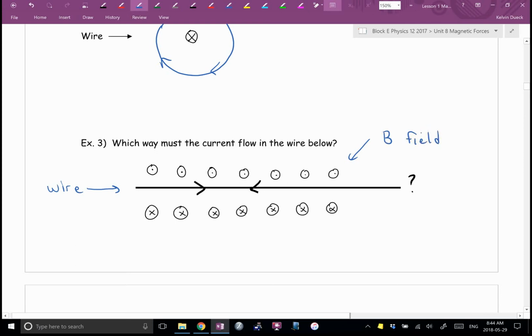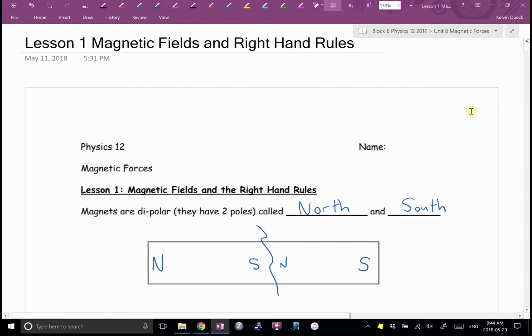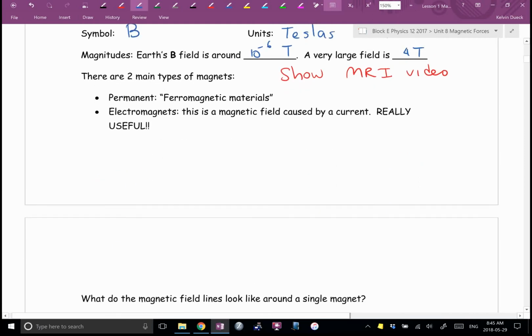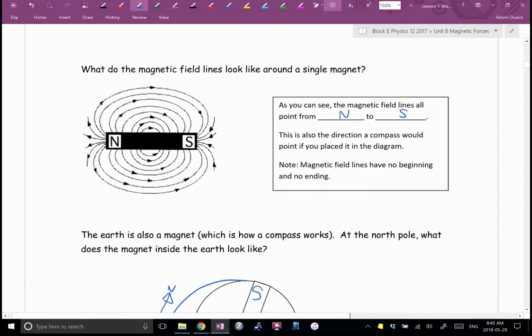What's a capital B an abbreviation for? Okay, so we need to know that. Absolutely, we need to know that. We said that we're going to abbreviate magnetic field with the letter B. We can't use M. M is taken already for mass and other things. So we're going to be talking about a B field. When you see a capital B, that's magnetic field. Oh, and it's measured in Teslas, for those of you that were away.